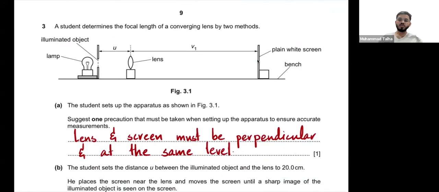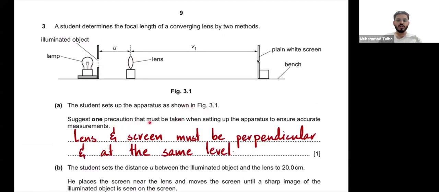Question number 3 is on lenses. A student determines the focal length of a converging lens by 2 methods. So you have the illuminated object, you have some lamp which is casting light onto it. This light goes through a lens, and then this is incident on a plain white screen. The student sets up the apparatus as shown in 3.1.